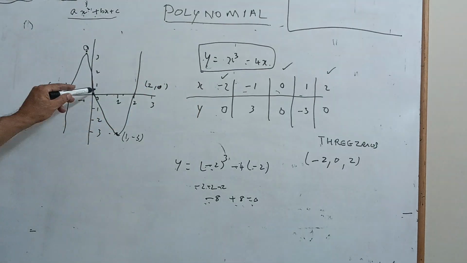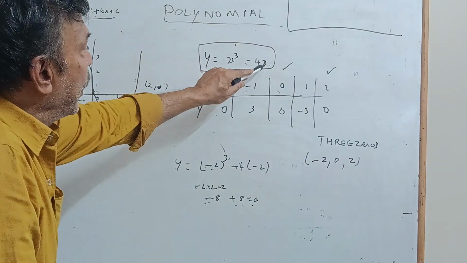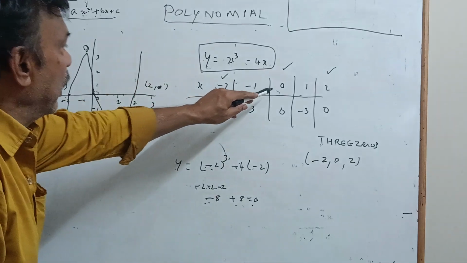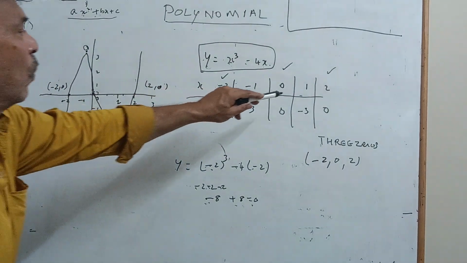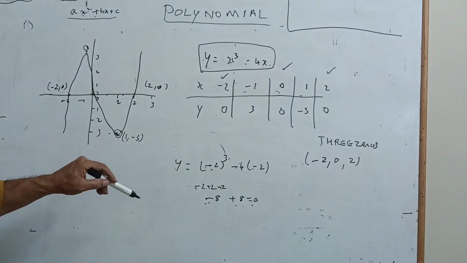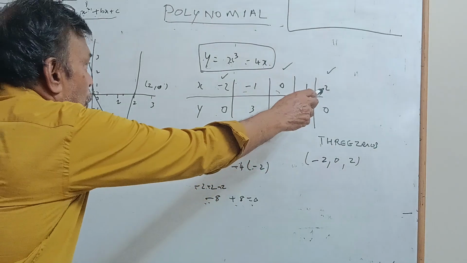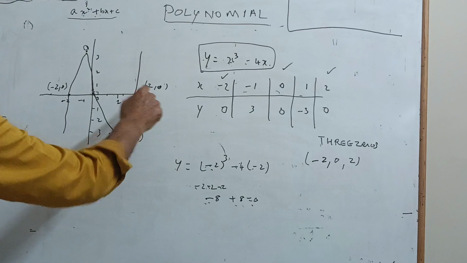The next one is 0, 0. Suppose you give 0 here, this becomes 0. X becomes 0, so y becomes 0. That is why 0 and 0. Now you give x is equal to 1, y becomes minus 3. That is this point. Finally, you give x is equal to 2, y becomes 0 in this point.